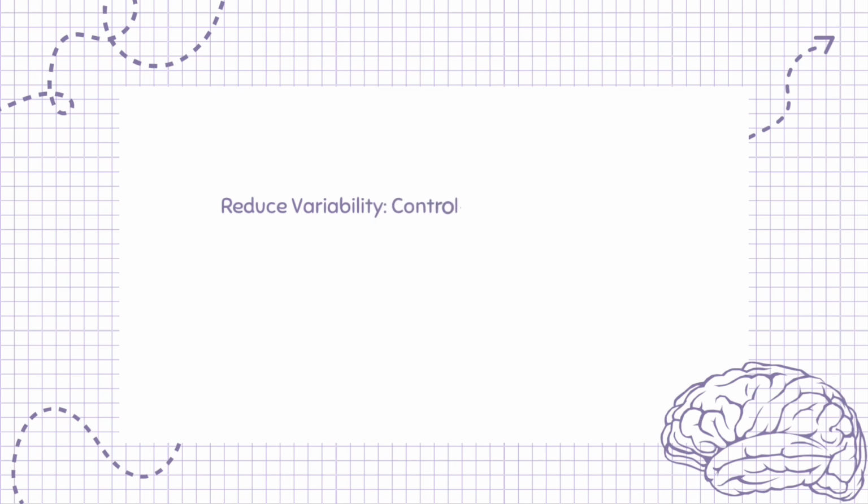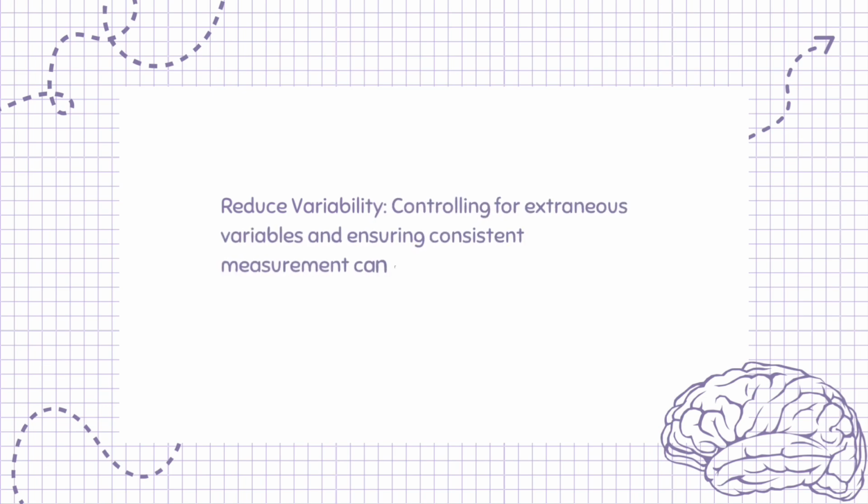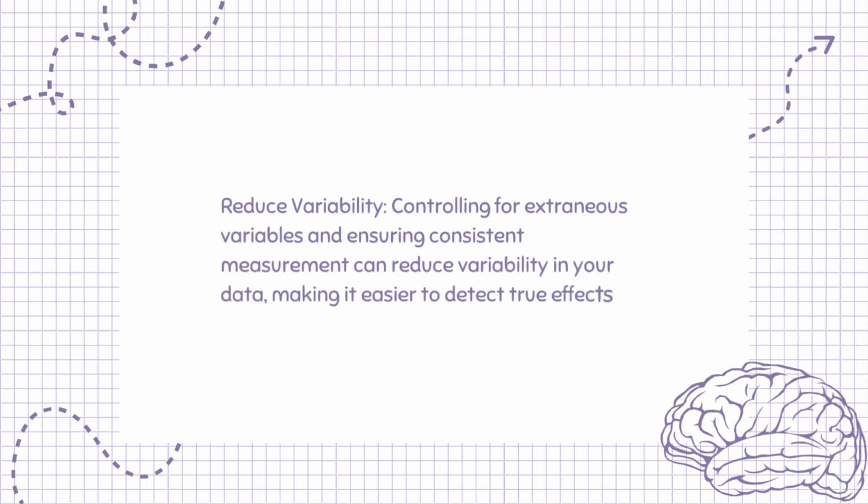Reduce variability. Controlling for extraneous variables and ensuring consistent measurement can reduce variability in your data, making it easier to detect true effects and, thus, reducing Type 2 errors.